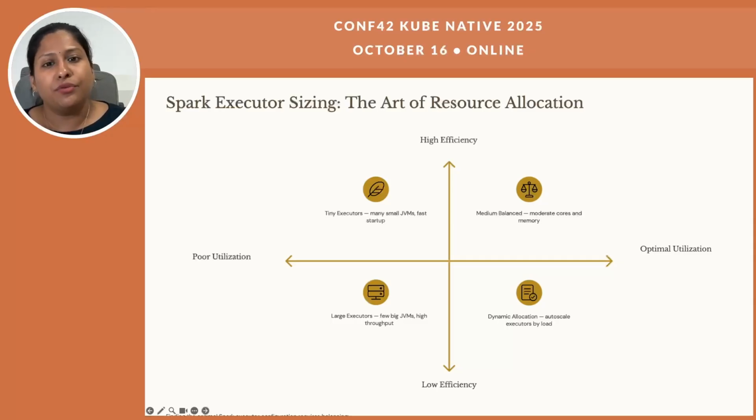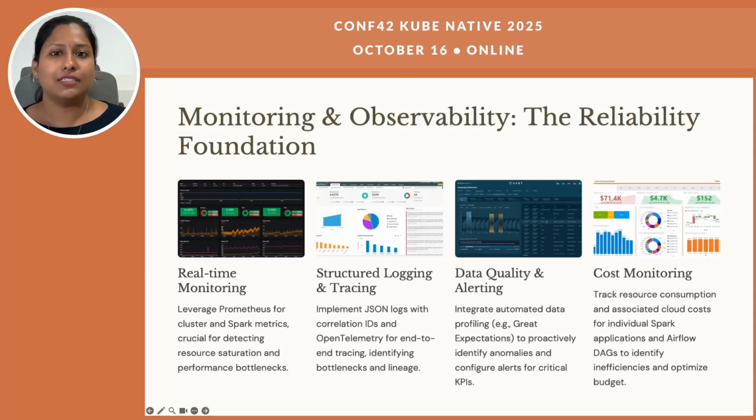You can't tune what you can't see. So let's wire observability in from the start. Here's the monitoring and observability, and this is actually the reliability foundation. It comes down to the metrics. Use Prometheus to capture cluster health and Spark app metrics. Watch executor active time, shuffle read bytes, spills, and task skews.